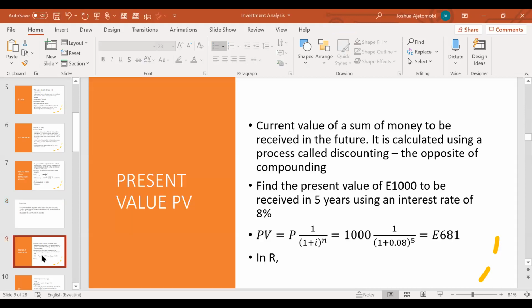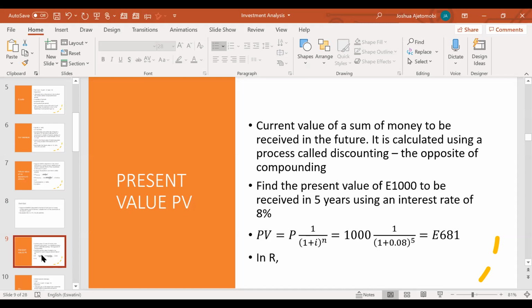So that is that about future value. Let us now come to present value. Present value is the current value of a sum of money to be received in the future. The process of calculating present value is called discounting. It is the direct opposite of compounding. When you are dealing with future value, you are compounding, but when you are dealing with present value, you are discounting.